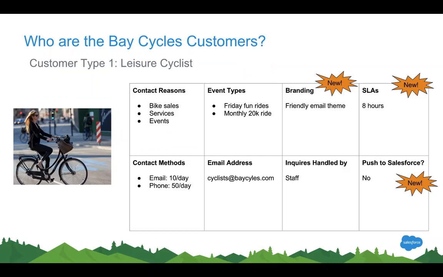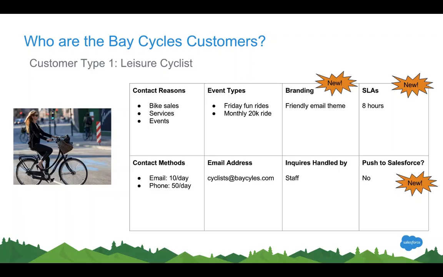All right, so thinking back to the Base Cycles customers, if it looks familiar, we have two types of customers. One is a leisure cyclist, and the other is a competitive cyclist. Leisure cyclists would have contacted us for things like bike sales, service, and events. They ask about specific event types.